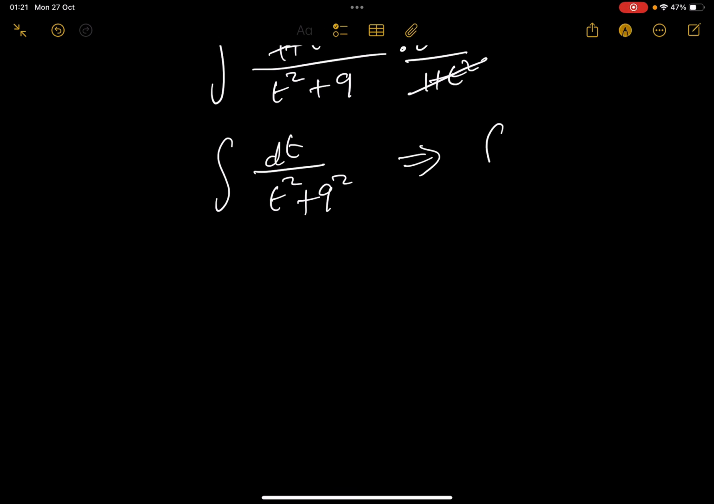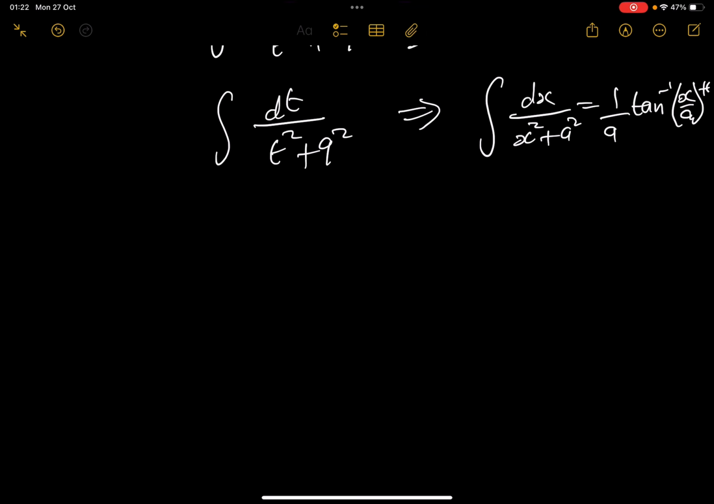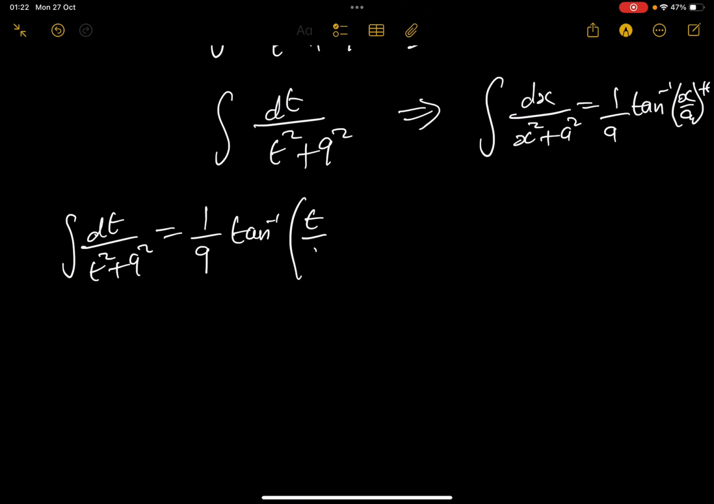We know that this looks the same as dx over x squared plus a squared, which is 1 over a tan inverse of x over a plus c. So we're going to do the same thing here. 9 is a squared, so the integral of dt over t squared plus 9 is going to be 1 over 3, tan inverse of t over 3, plus c.